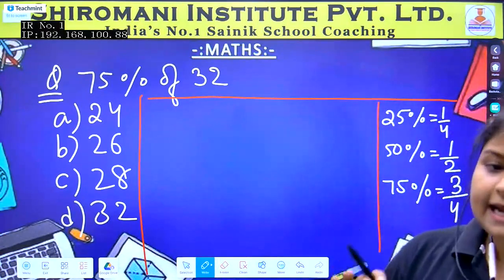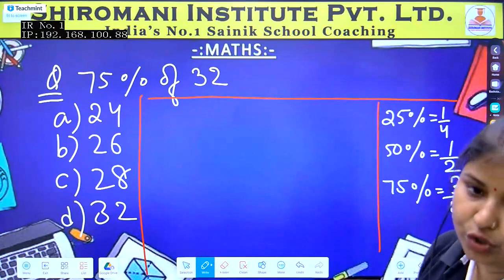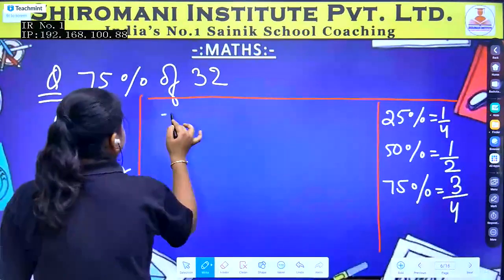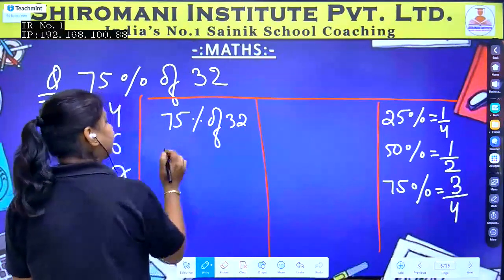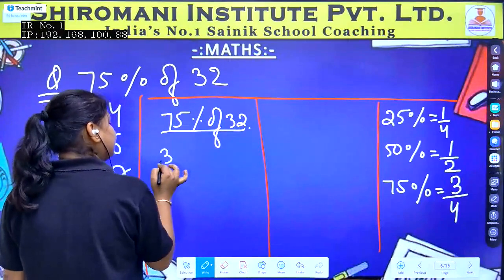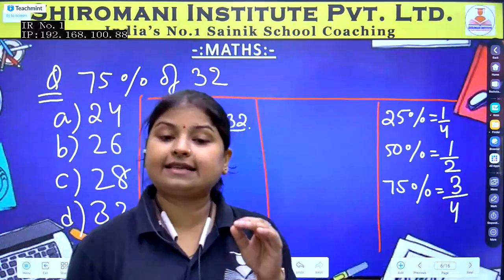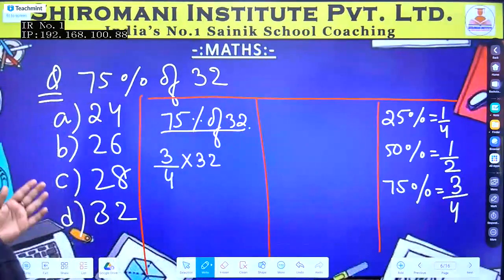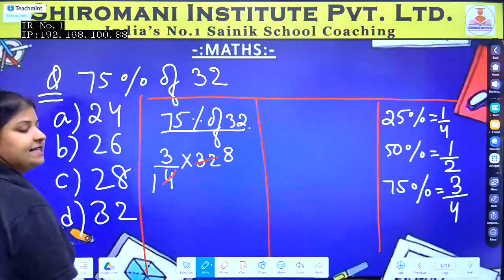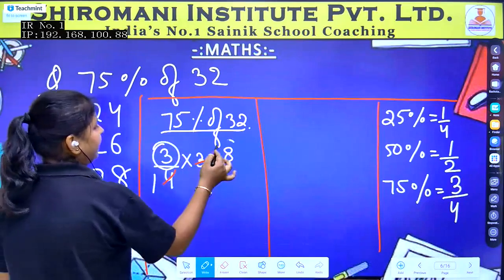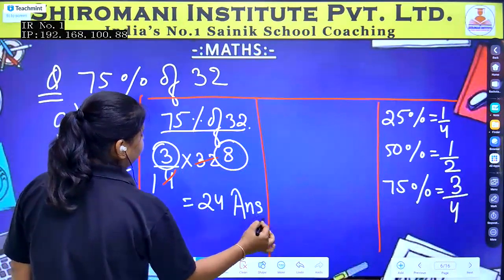Now in this particular question, I have 75% of 32, right? I can write this as 3/4 of 32, because 75% in fraction is written as 3/4. And now I can easily calculate it. 4 1s are 4, 4 8s are 32. I'm left with 3 and 8. 3 8s are 24. Answer. First short trick.